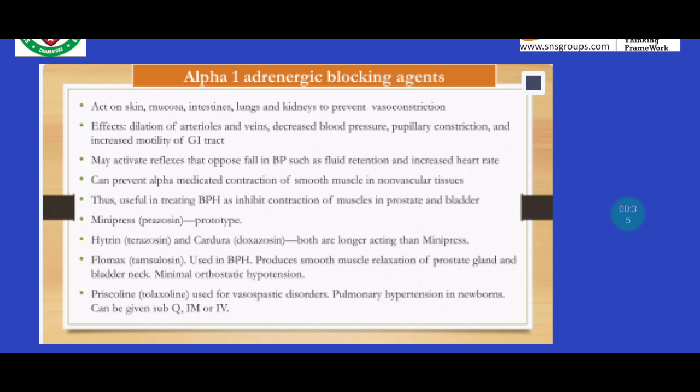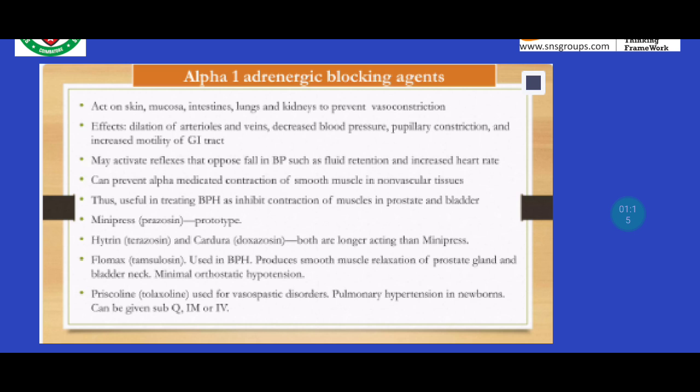The effects of these agents are dilation of arteries and veins, decreased blood pressure, pupillary constriction and increased motility of the GI tract. It will activate reflexes that oppose the fall in BP, which are fluid retention and increased heart rate. It prevents alpha mediated contraction of smooth muscle in non-vascular tissues, and it is useful in treating BPH, where it inhibits contraction of muscles in the prostate and bladder.